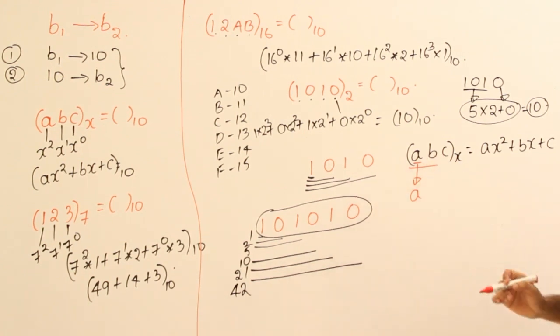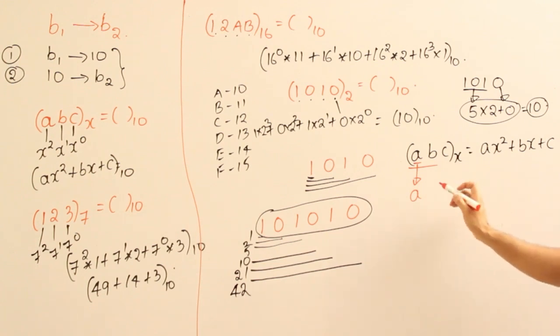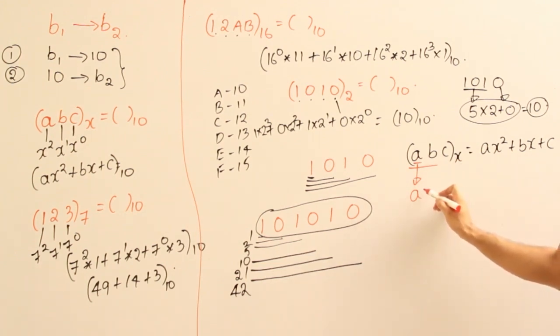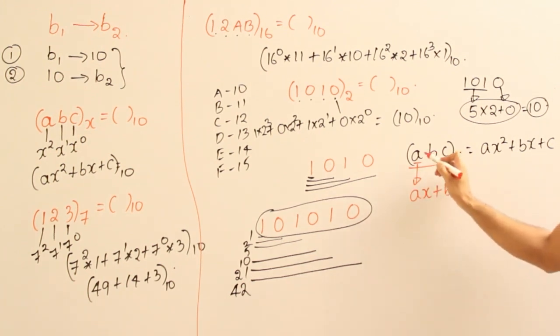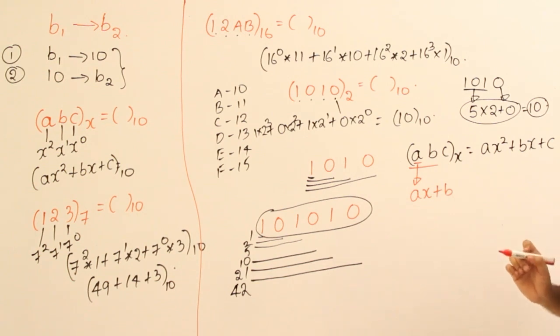I mean a appended with b. What did I say just now? So a has to be multiplied with the base x, and then you have to add the digit b. Got it? And this is the value of ab in base 10.